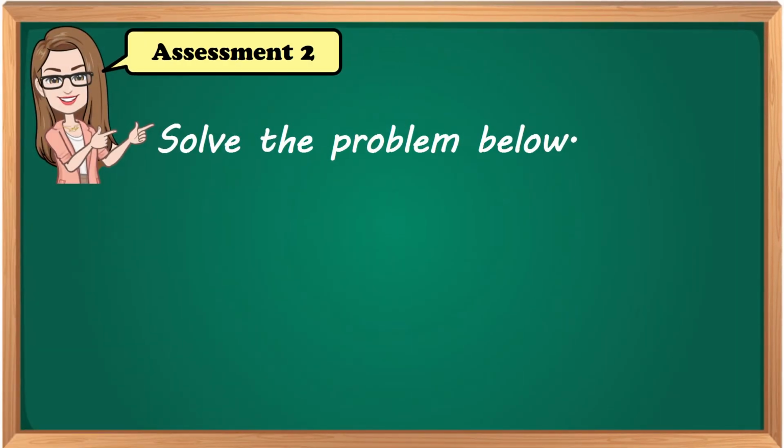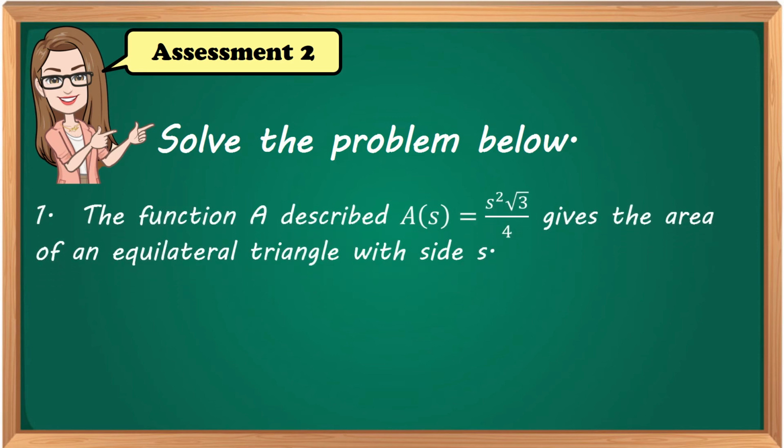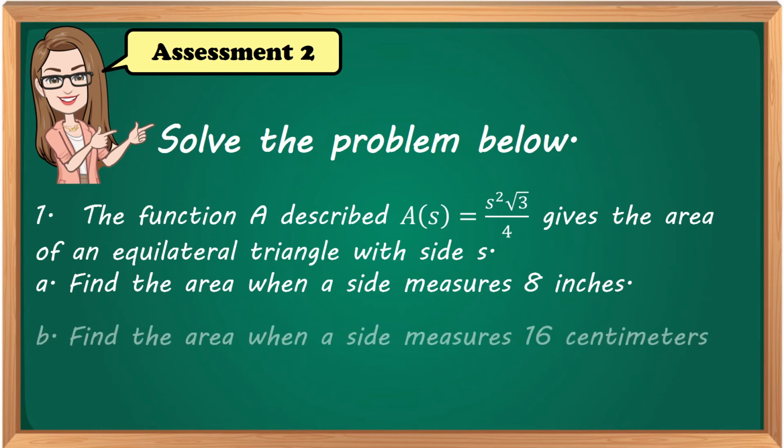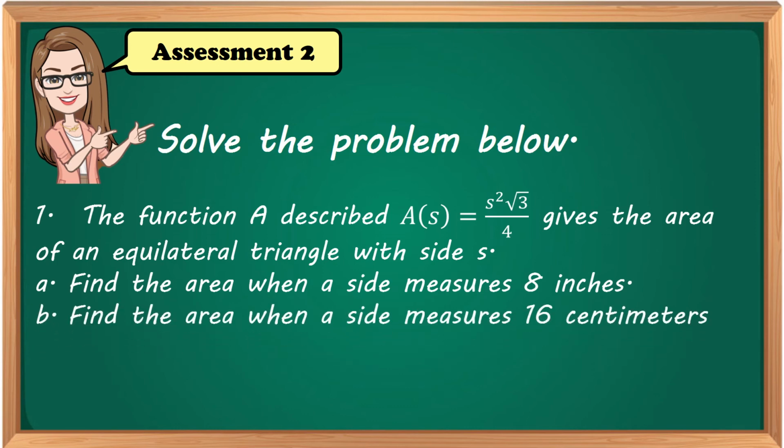For our assessment 2, you have to solve the problem below. Number 1, the function A described by A of s is equal to s squared times square root of 3 over 4 gives the area of an equilateral triangle with side s. So find the area when a side measures 8 inches and find the area when a side measures 16 centimeters.